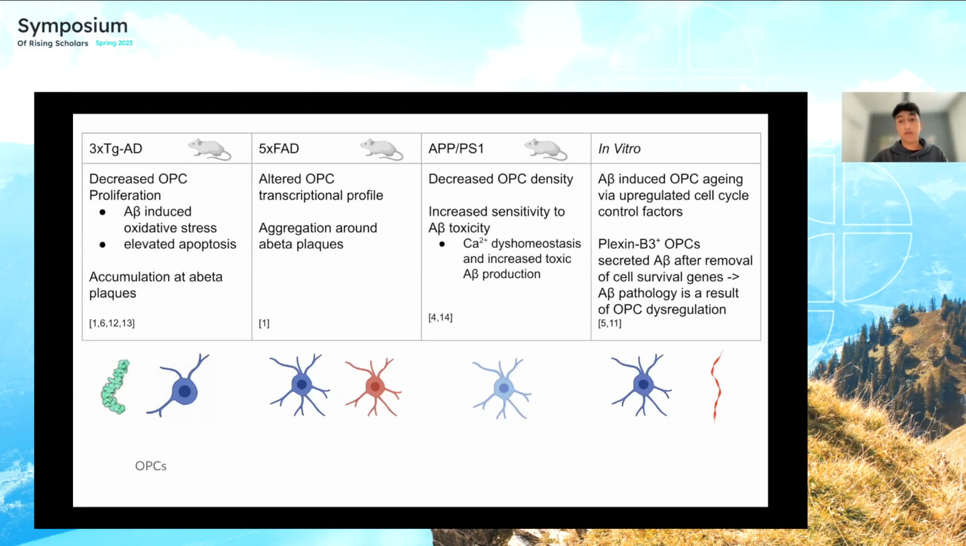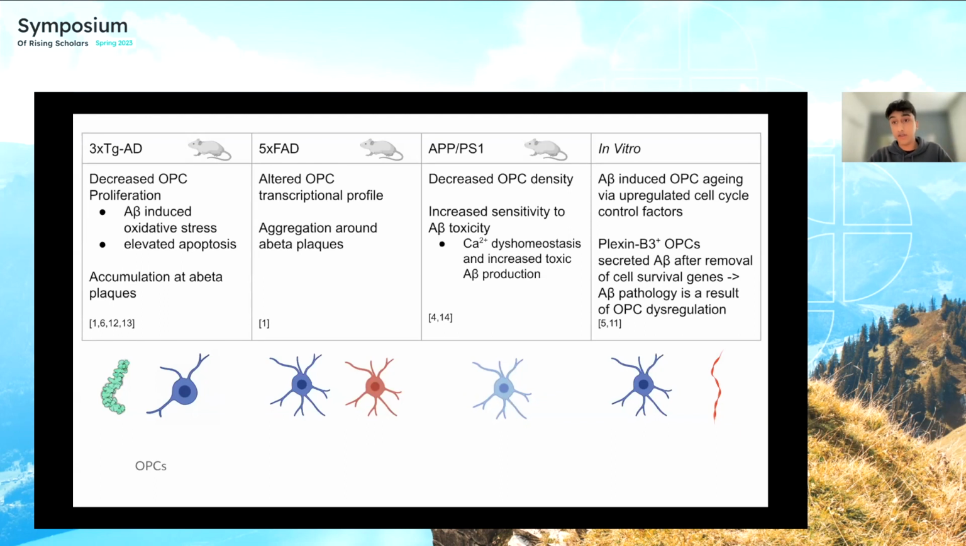Then in the APPPS1 model, there was a decrease in OPC density. So there's not as much of a population of these potentially myelinating oligodendrocytes. And there was also increased sensitivity to amyloid beta toxicity. And this led to calcium dyshomeostasis and also increased production of amyloid beta.